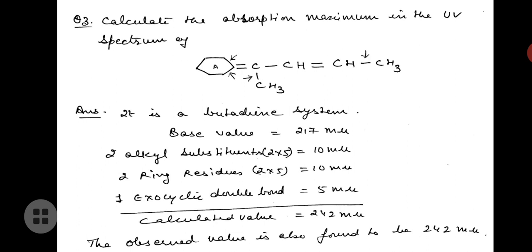Now here there is one exocyclic double bond, and for one exocyclic double bond the value is 5 millimicron. So add all of them. The calculated value is 242 millimicron. The observed value is also found to be 242 millimicron.